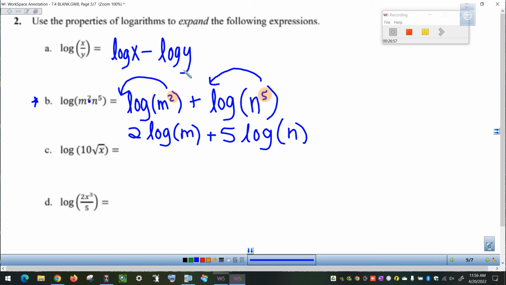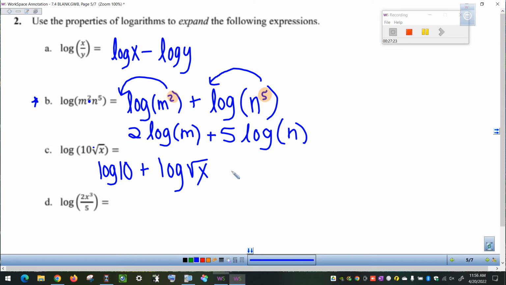Let's take a look here at part C. So it's not division that's happening. This is actually multiplication. So think about there being a little multiplication dot. And so initially we can split this up using addition, separating out the 10 and then the square root x part.